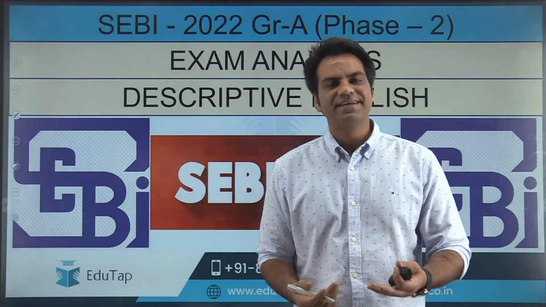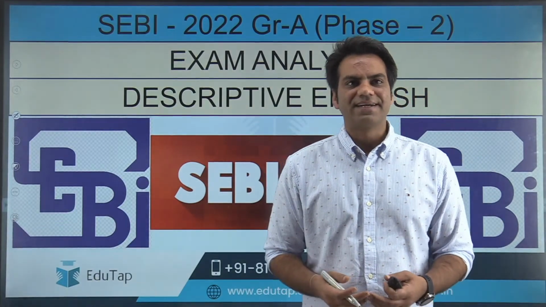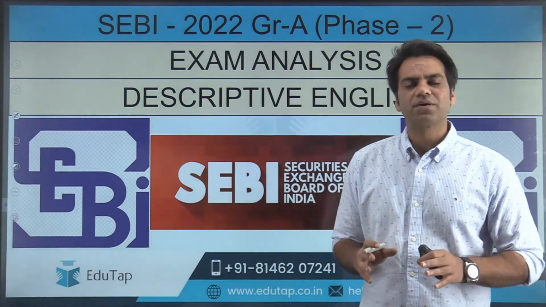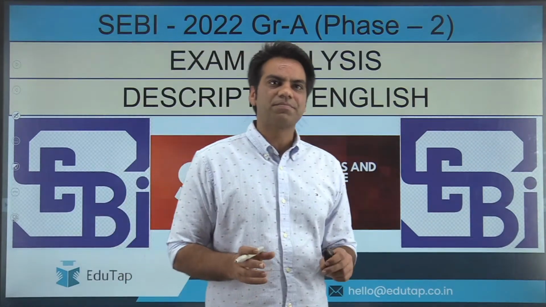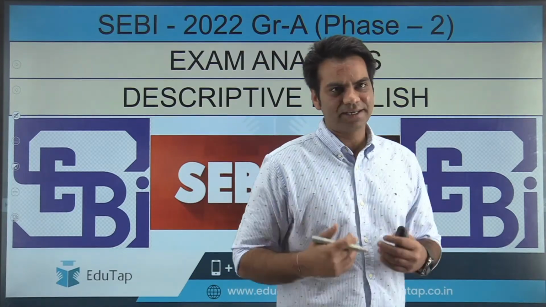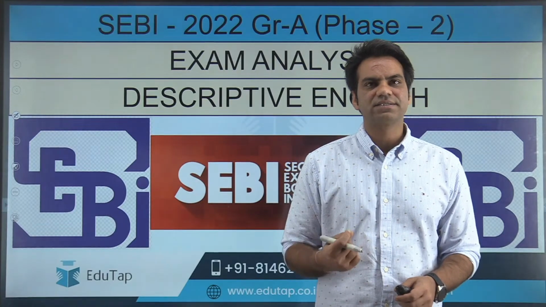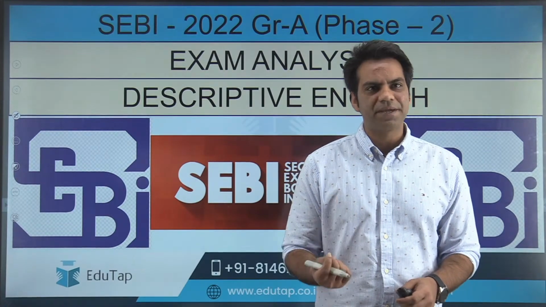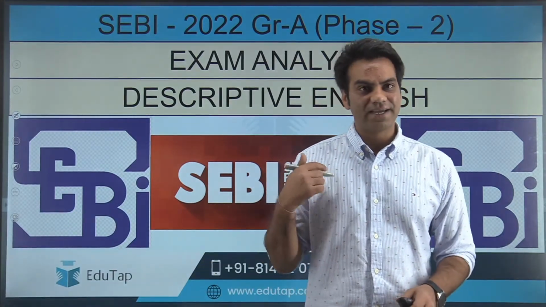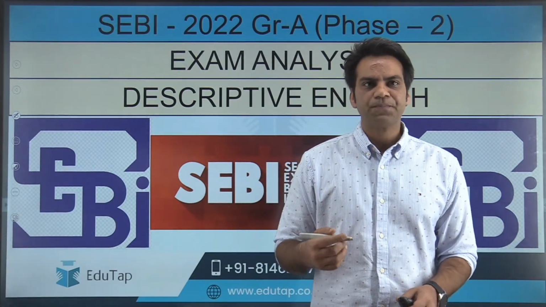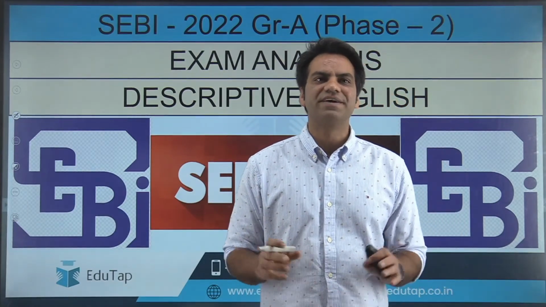Now I did get the chance to speak to a few of my students and they told me that the English paper, the second paper, your objective paper, was probably on the difficult side. But the English paper, as I always reiterate, is the most important paper in all these regulatory body exams, because I already told you that this paper is going to make or break your final score.